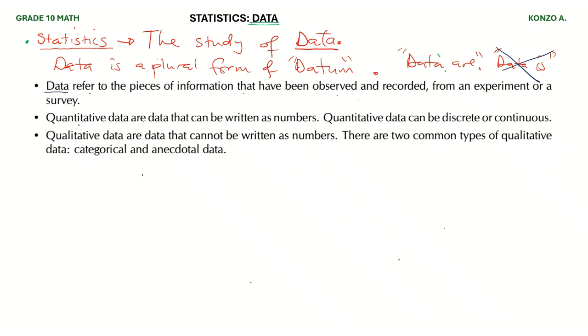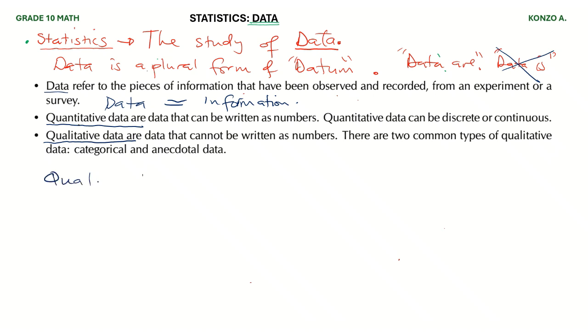Anyways, let's continue reading. Data refers, since it's plural, to pieces of information that have been observed, recorded, or observed and recorded from an experiment or a survey. So in the simplest sense, data means information, some kind of information. That's data. All right. Now, under data, we've got two types of data that we usually discuss, which is qualitative versus quantitative.